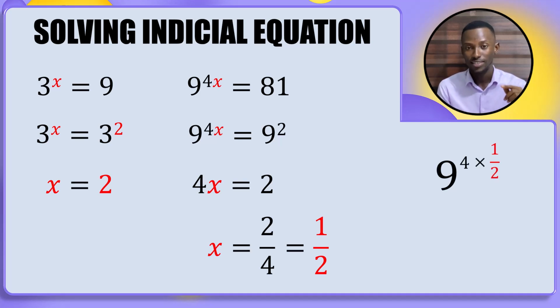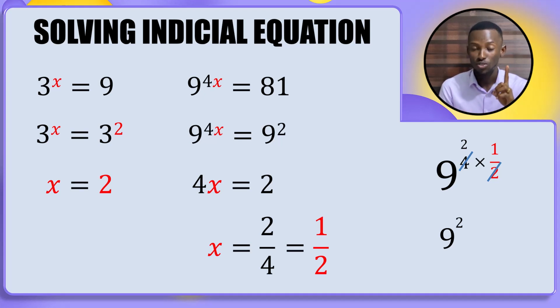Now let's pick our question. You will see that in the original question, we have 9 to the power 4x. Now we know that x is 1 over 2. So let's replace the x with 1 over 2. So now I have 9 to the power 4 times 1 over 2. The 2 at the denominator of 1 over 2 will cancel itself once and cancel 4 twice. So now what do we have? We have 9 to the power 2.